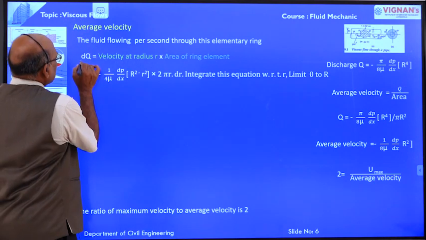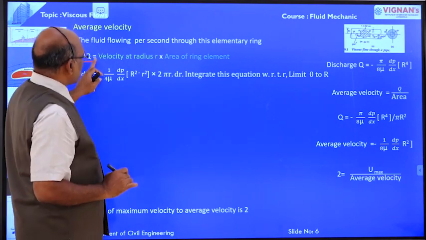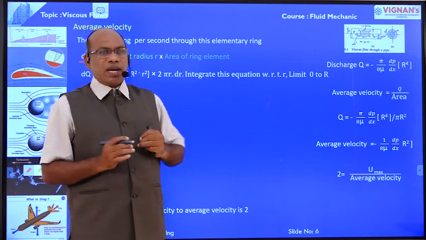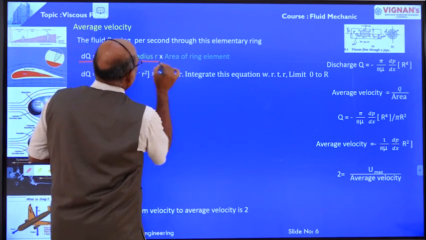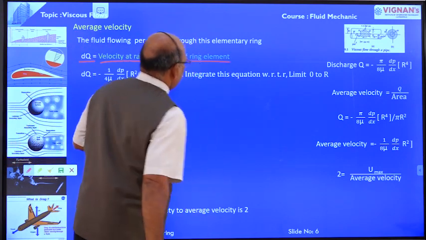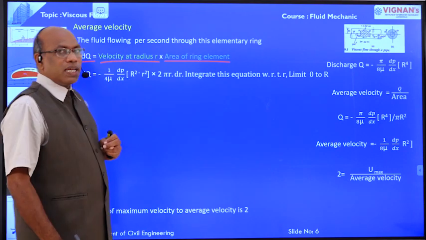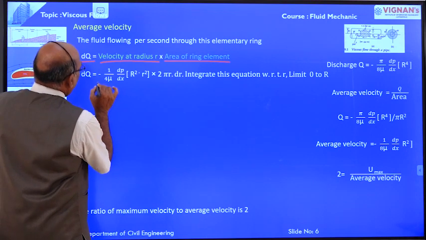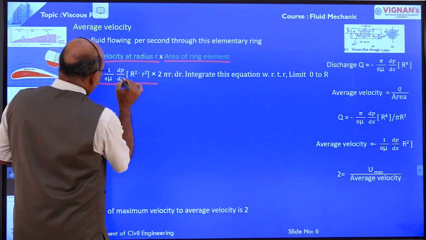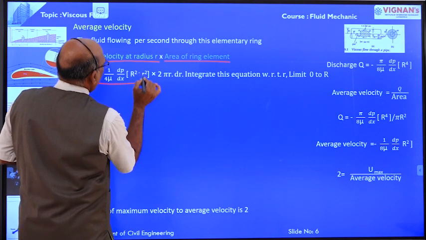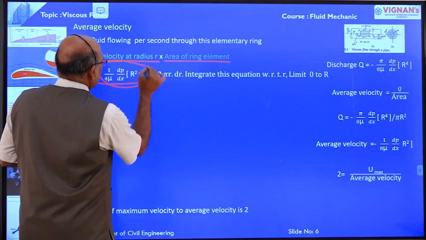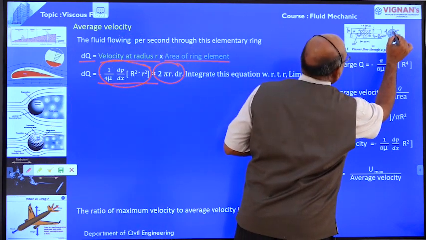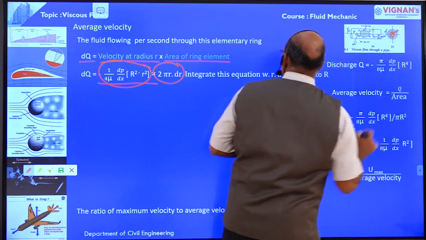Now dQ is the discharge over the strip. Discharge equals velocity into area. Here, velocity at radius r into area of the ring element. What is the velocity? Velocity we have already derived: minus 1 by 4 mu dp by dx into (R square minus r square), into 2 pi r dr, where this is the radius r and this is dr.